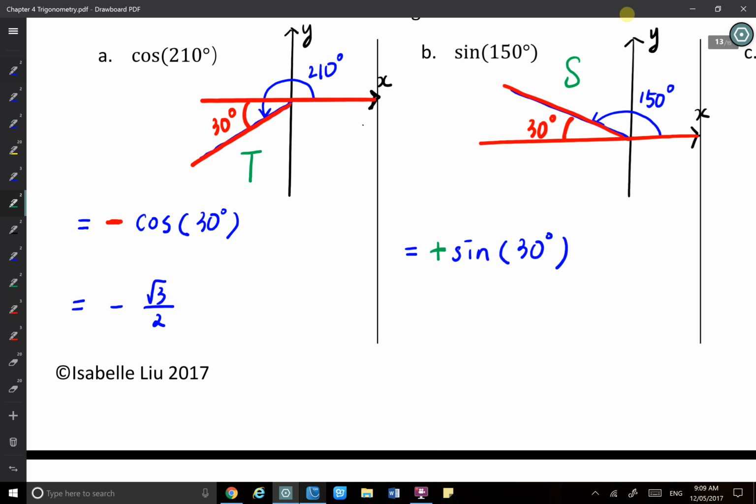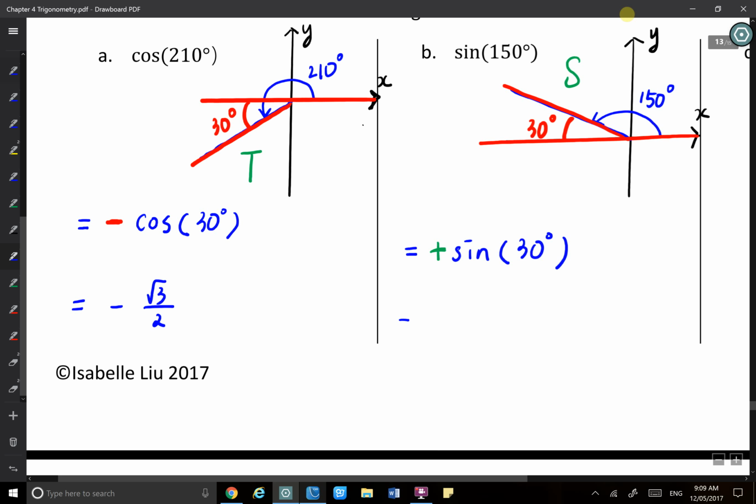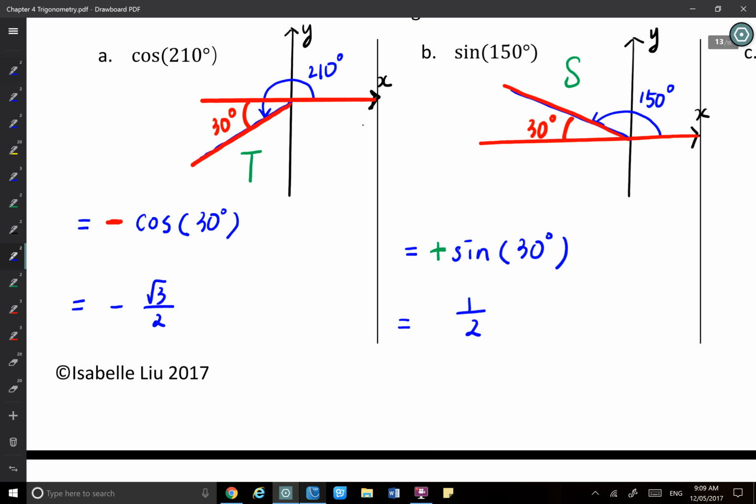So what's sine 30 equal to? 1/2. So sine 150 will be 1/2. Sine 30 will be 1/2. Both of those two values give me 1/2.